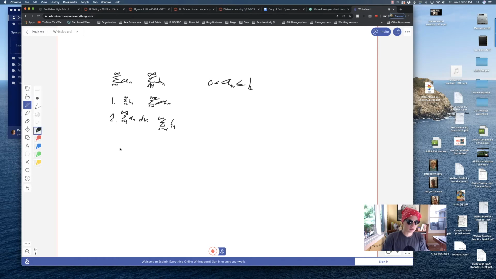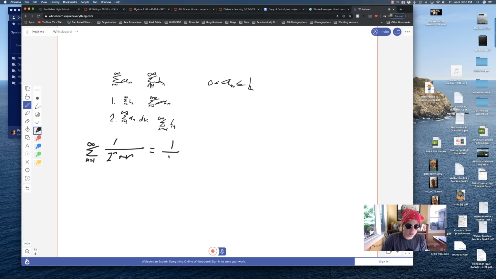On to an example. Let's say we have the infinite series 1 over 2 to the n plus n. Now, not too complicated. So let's write out the first couple terms.